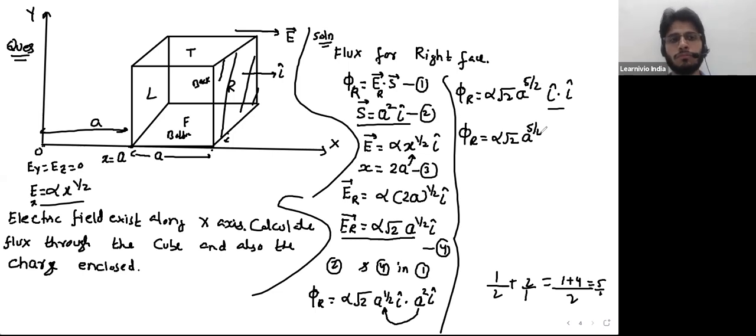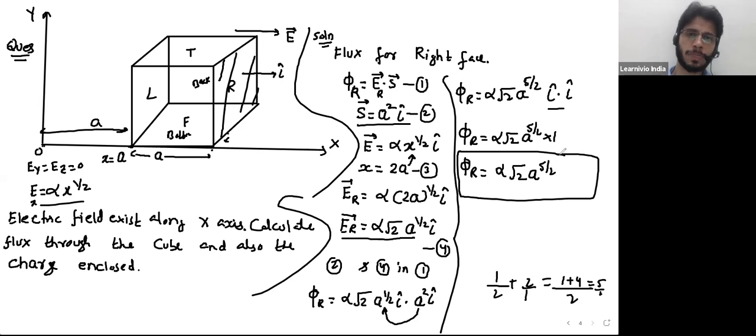X-axis. No. What is dot of I and I? Yes, it's 1. In the last class, we revised the dot product. I mentioned there that I cap dot I cap is 1. So this is the flux for the right face, which is alpha root 2 a to the power 5 by 2. That is my equation number 5.